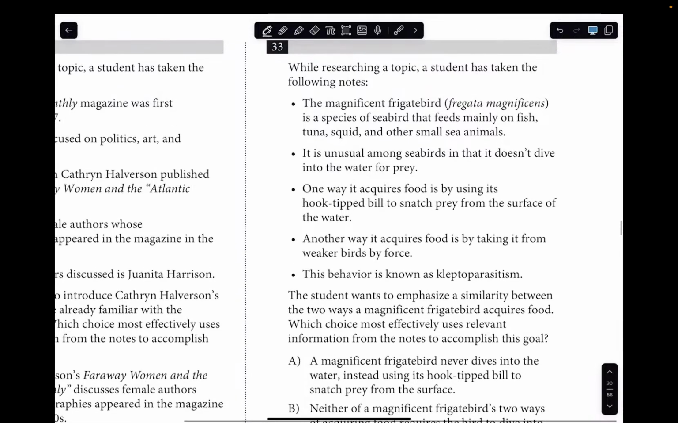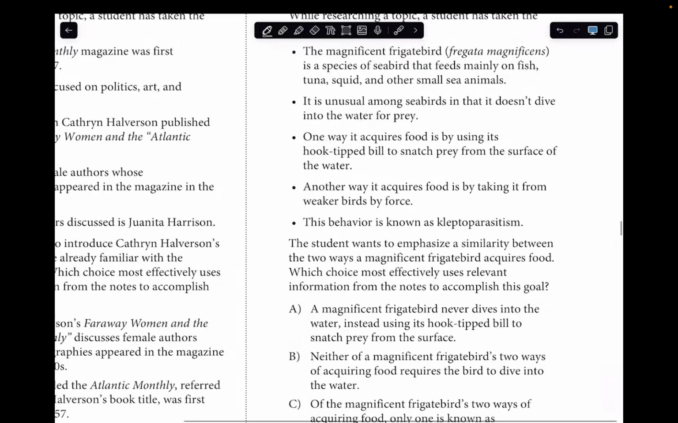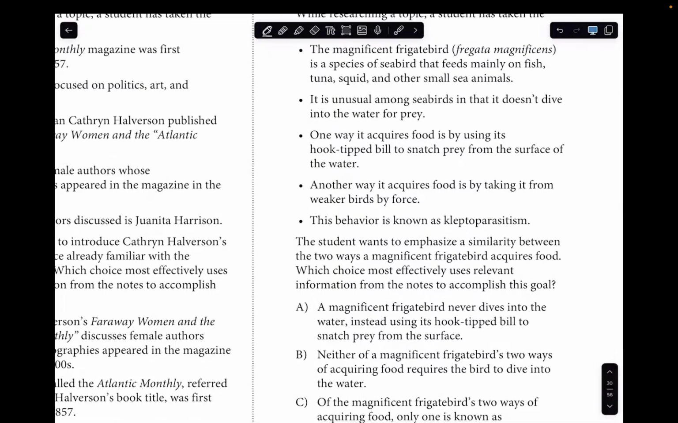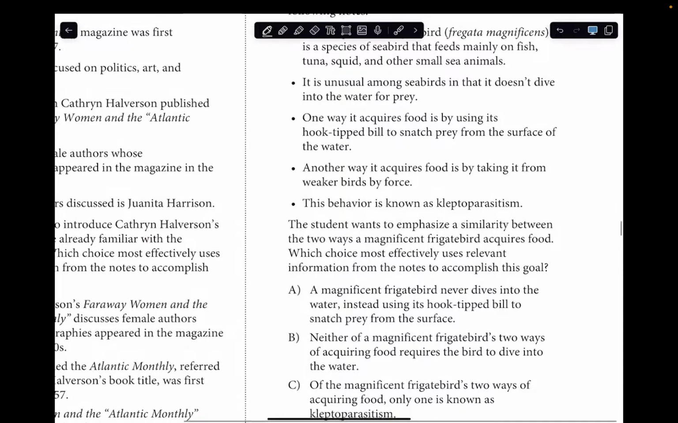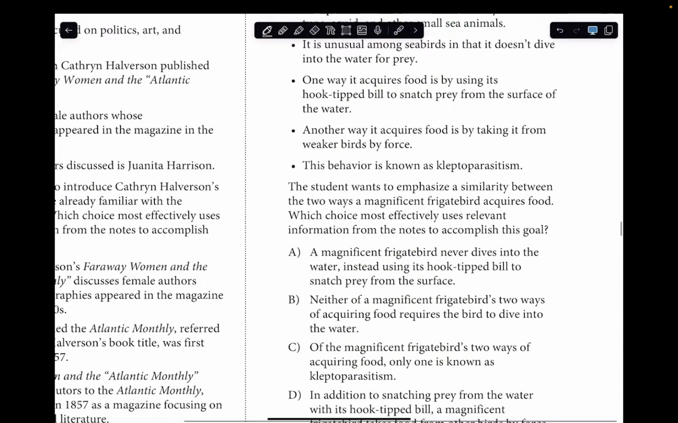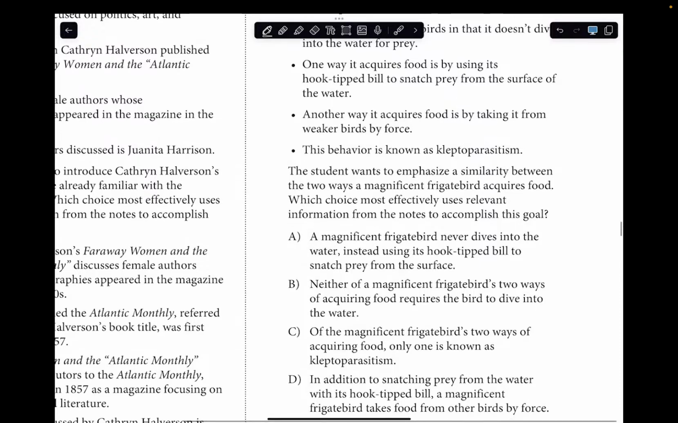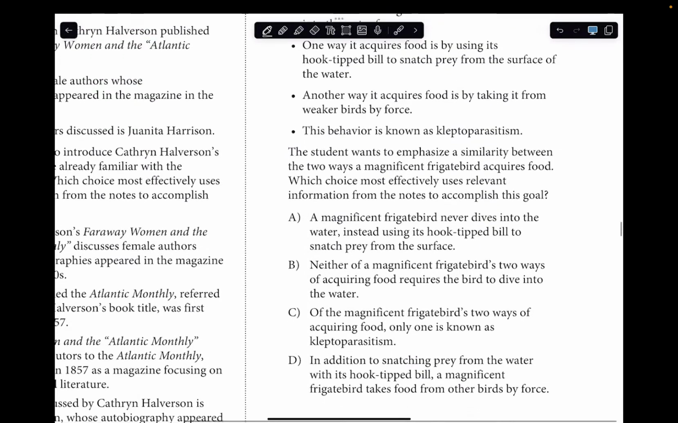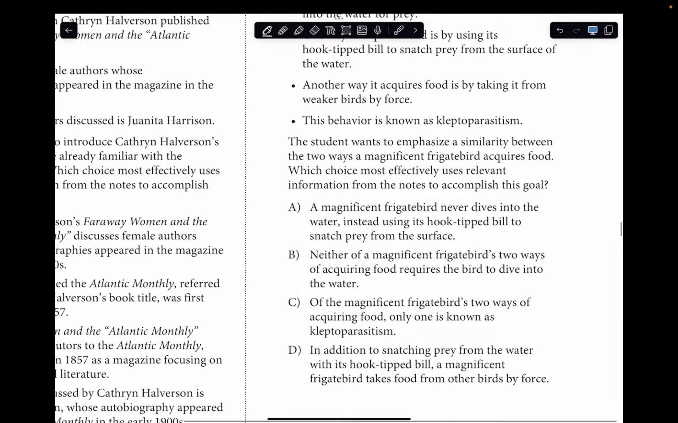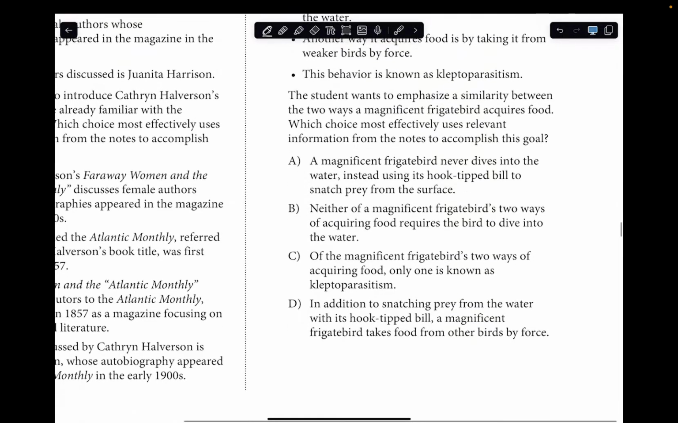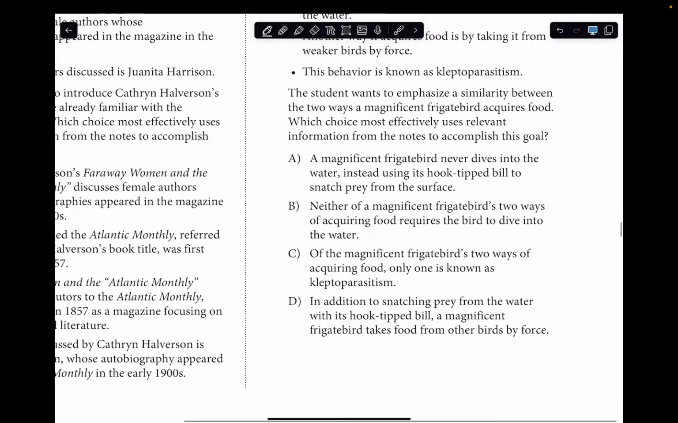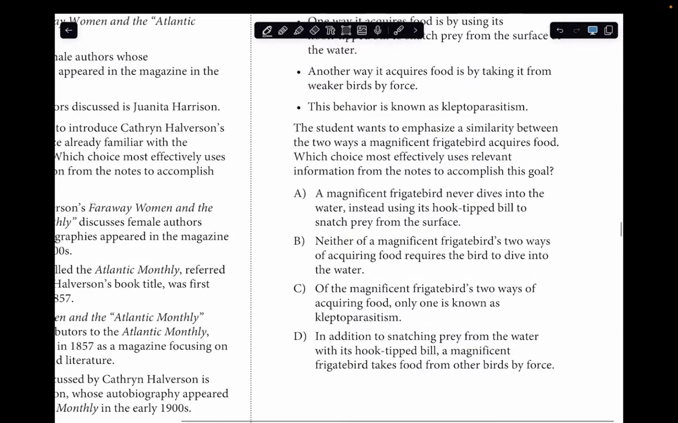Last question. While researching a topic, a student has taken the following notes. The magnificent frigate bird is a species of seabird that feeds mainly on fish, tuna, squid, and other small sea animals. It is unusual among seabirds in that it doesn't dive into the water for prey. One way it acquires food is by using a hook-tipped bill to snatch prey from the surface of the water. Another way it acquires food is by taking it from weaker birds by force. This behavior is known as kleptoparasitism. The student wants to emphasize a similarity between the two ways a magnificent frigate bird acquires food.